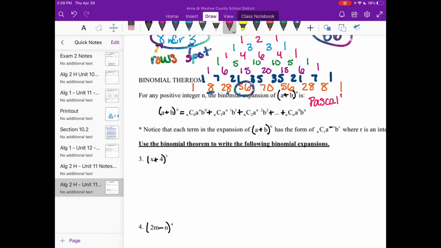So Pascal's equals the coefficients, and I'll help you with that. In your binomials, instead of writing it out this many times, what you can do is you can do a to a descending power. So you would start with whatever your power is and then go down. So decrease power. And then your b actually increases power. And we'll talk about that too.